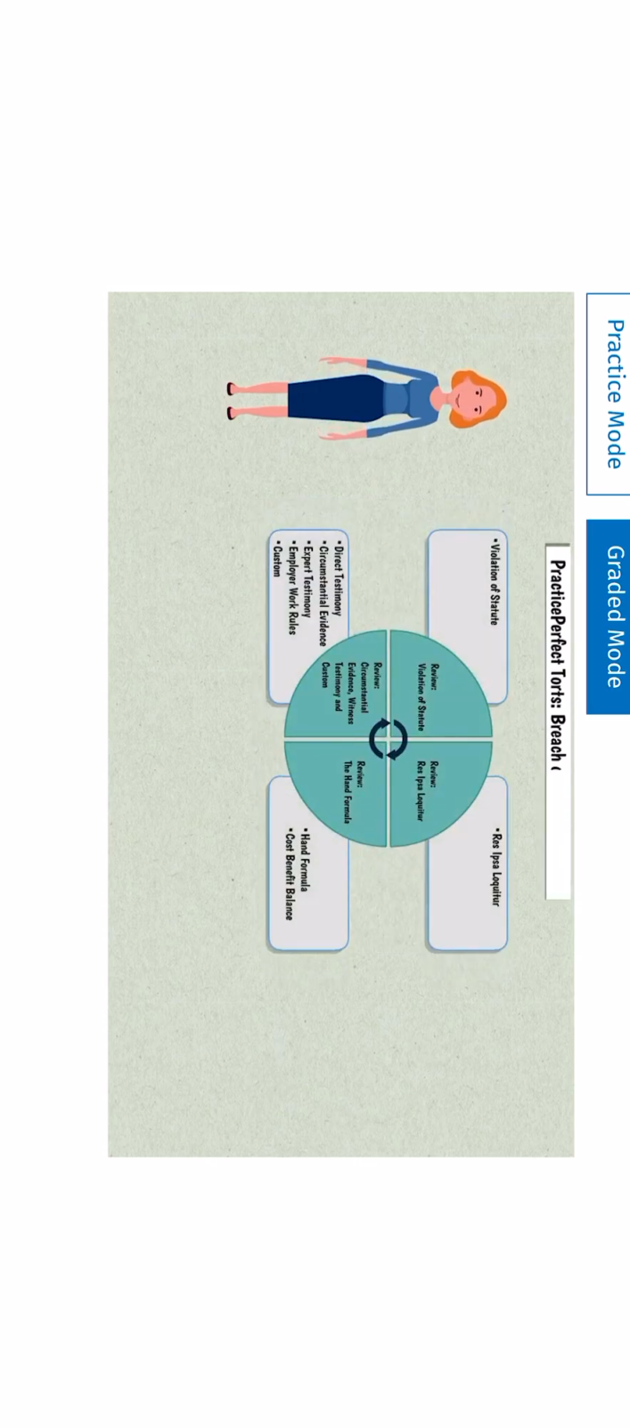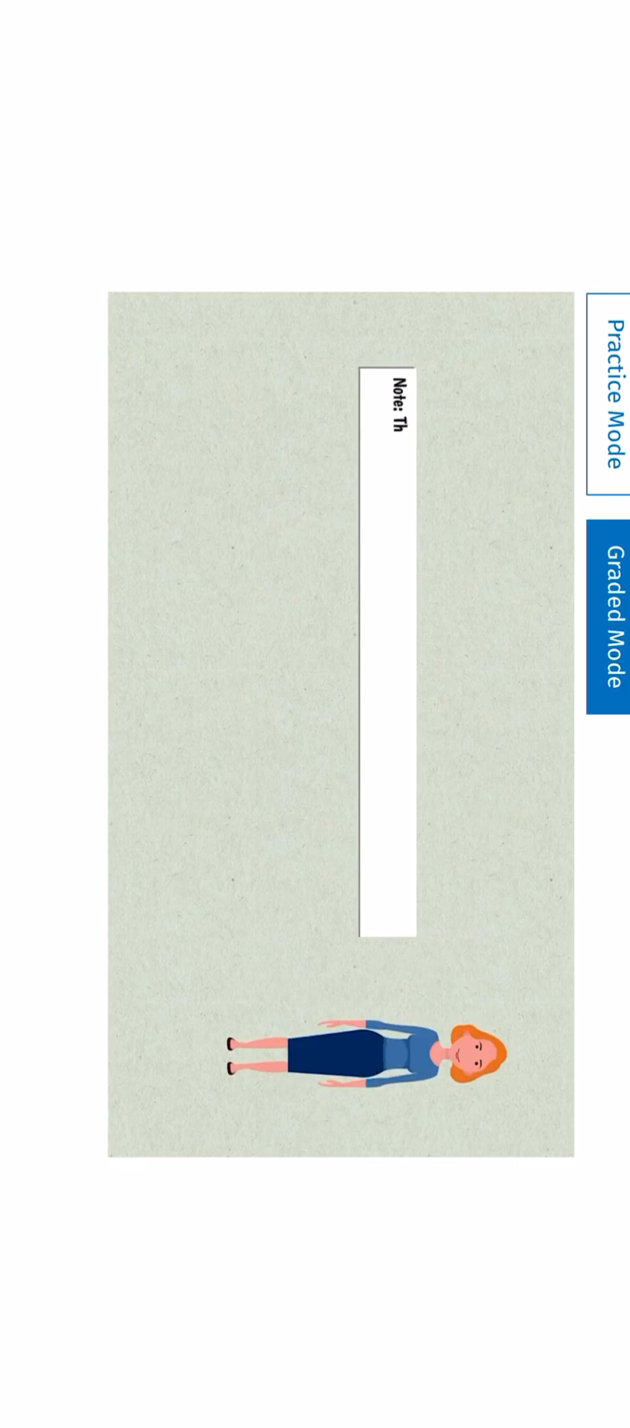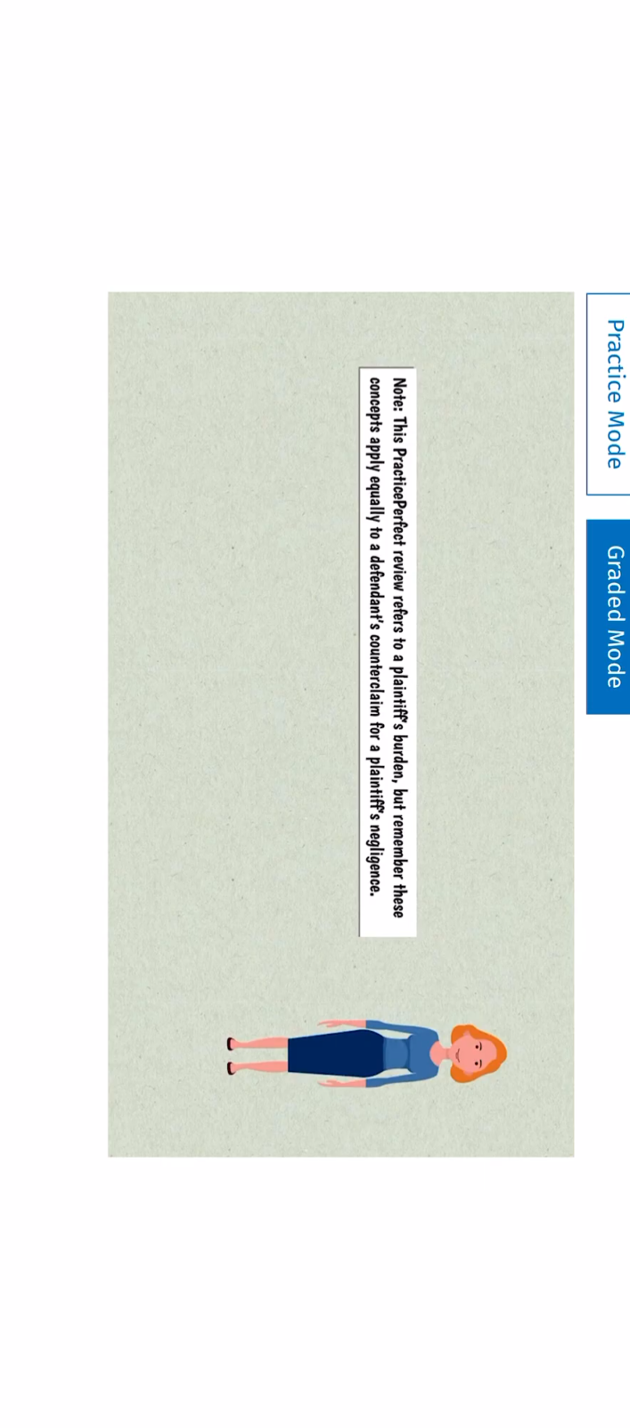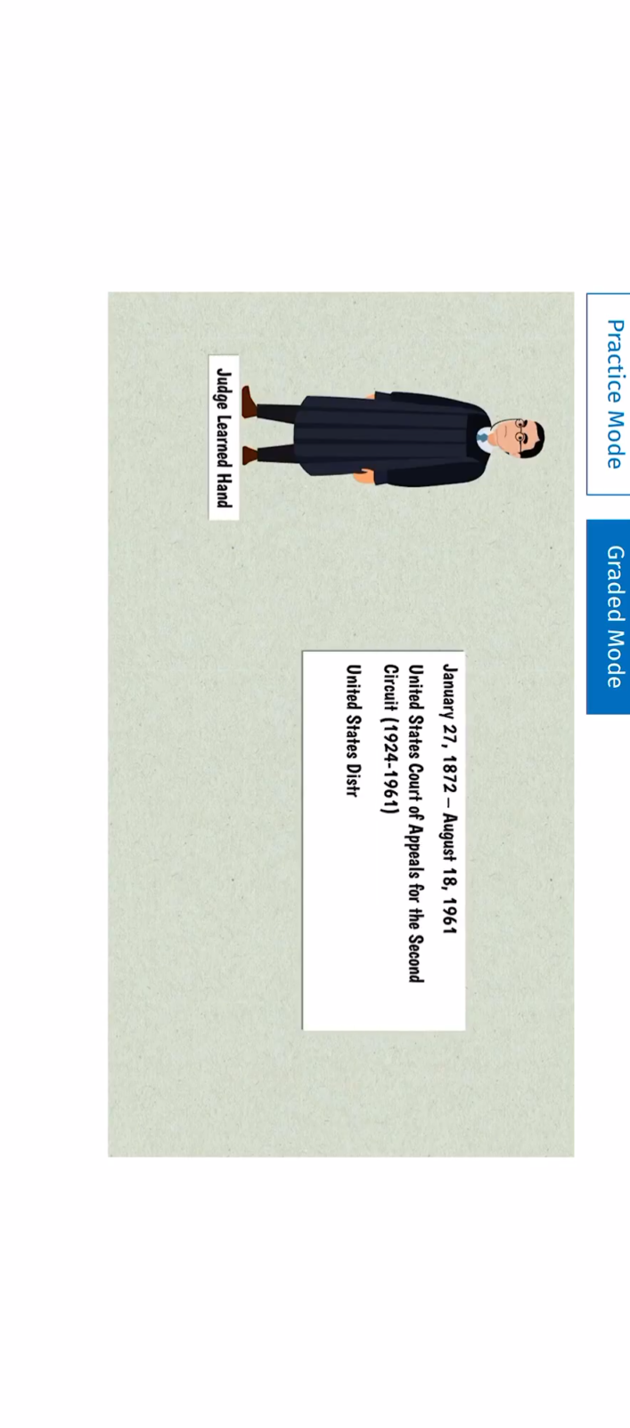Because there are many ways to prove breach, we Practice Perfect perfectionists have divided them into 4 separate reviews, with this review focusing on the Hand formula. For simplicity, I will speak in terms of a plaintiff proving a defendant's negligence, but bear in mind that a defendant may use exactly these same methods to prove that a plaintiff was negligent, which is an issue in many negligence cases. The Hand formula is named for Judge Learned Hand, a famous federal judge.